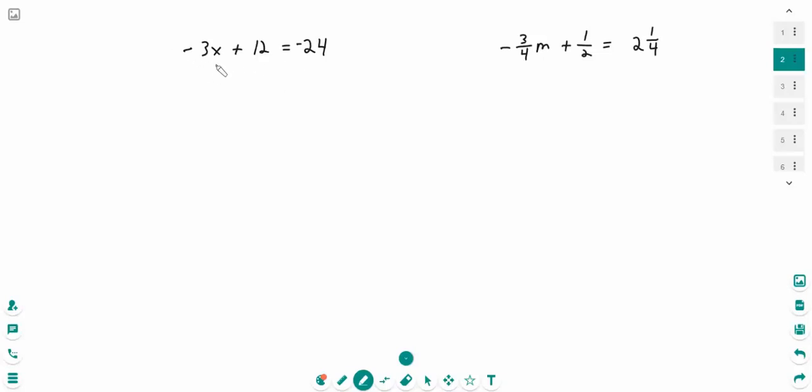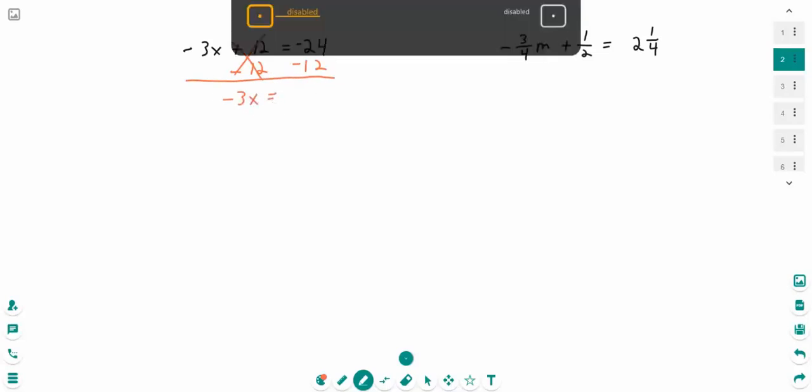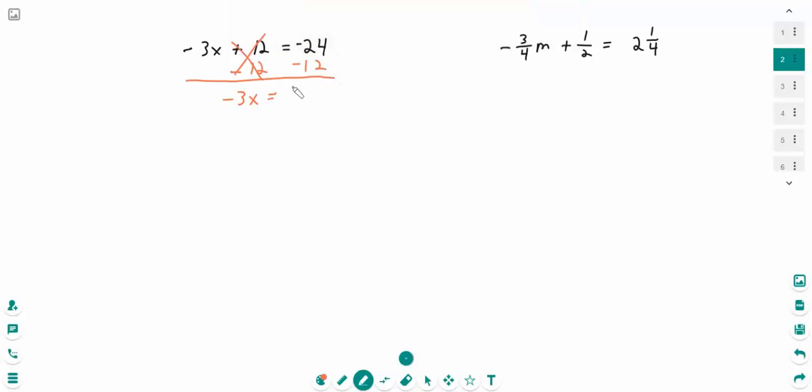We're just going to get the x term all by itself, which means we need to get rid of this +12. So we'll add a -12 to both sides. Then these will cross out, and we'll get -3x equals -24 and a -12, which is going to be a -36, correct?